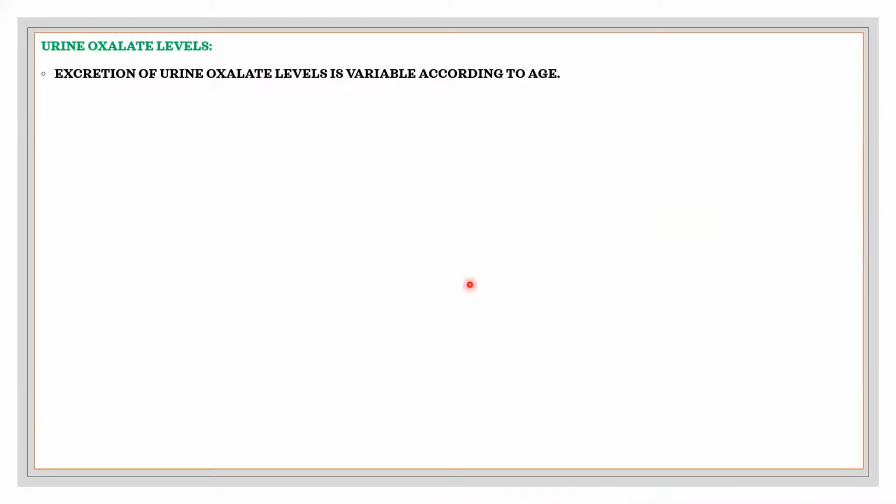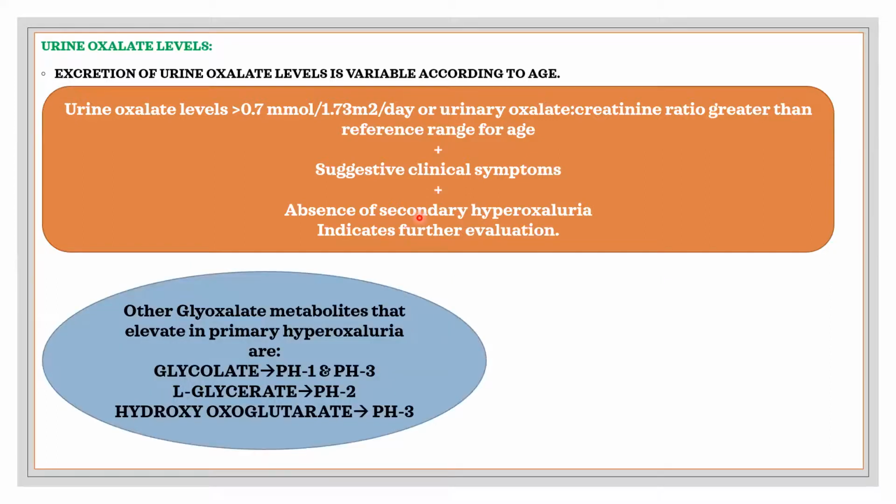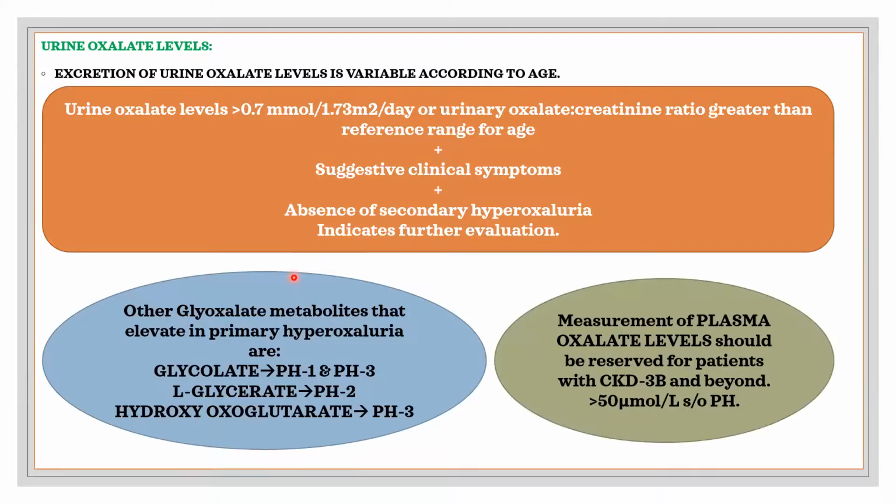Coming to the evaluation with urine oxalate levels, excretion of urine oxalate is variable according to age. Generally, urine oxalate levels more than 0.7 millimole per 1.73 meter square per day, or urine oxalate to creatinine ratio greater than the reference range for age, with suggestive clinical symptoms and absence of secondary hyperoxaluria, indicates further evaluation with genetic testing. But we can check for other glyoxylate metabolites also, like glycolate, which is elevated in type 1 and type 3, L-glycerate is elevated in type 2, and hydroxyoxoglutarate is elevated in type 3.